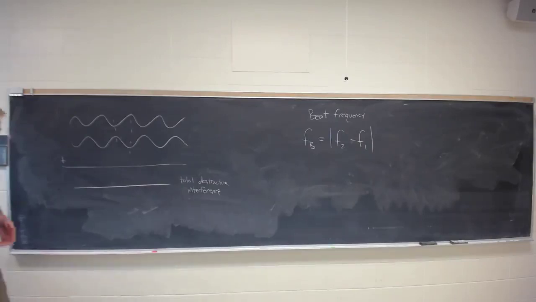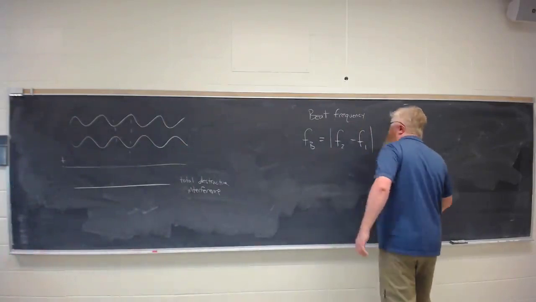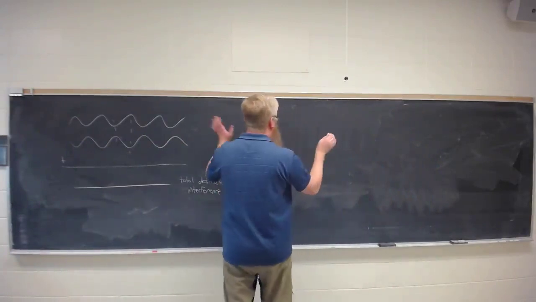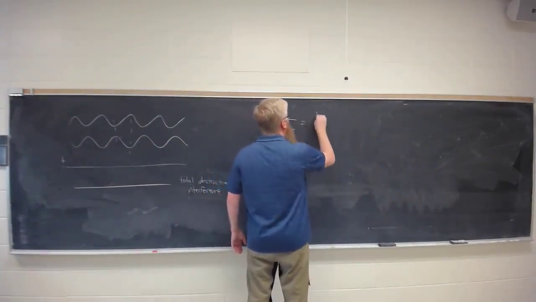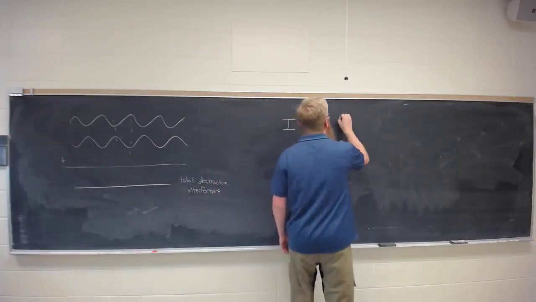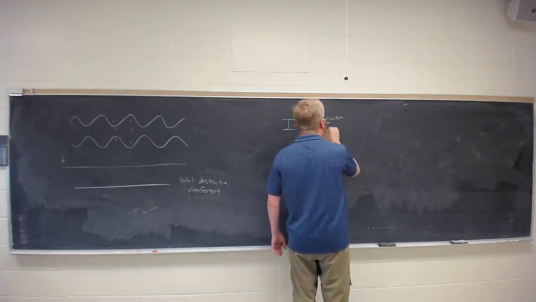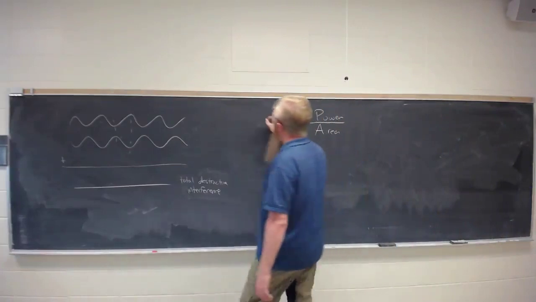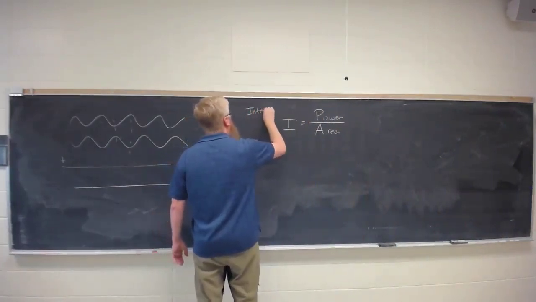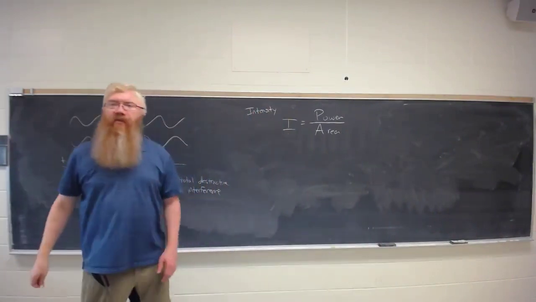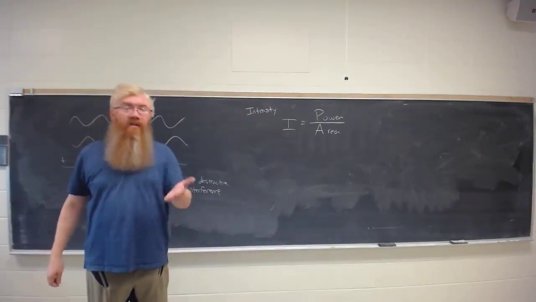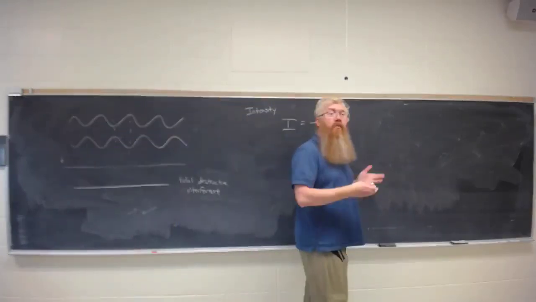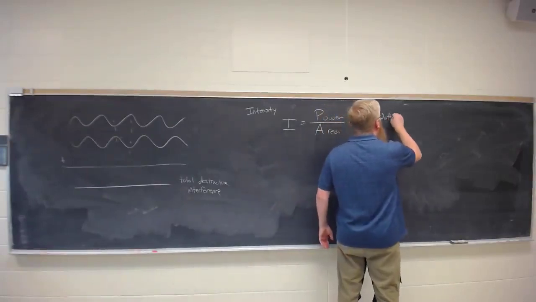Intensities in waves. Assuming the wave is moving out radially, the intensity is equal to the power over the cross-sectional area. Power over area. This is intensity. Does anyone remember units for power? Watts. What about area? SI units. Meter squared. So intensity doesn't have its own unit. It's in watts per meter squared.